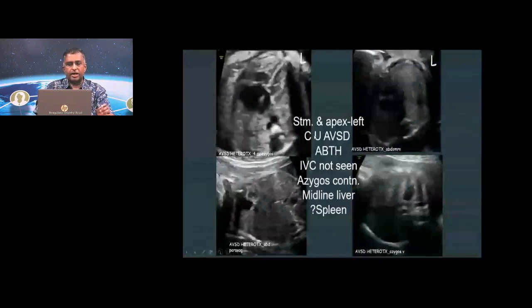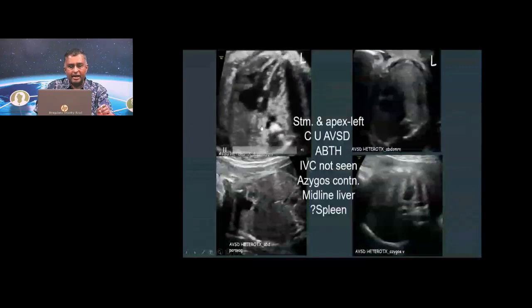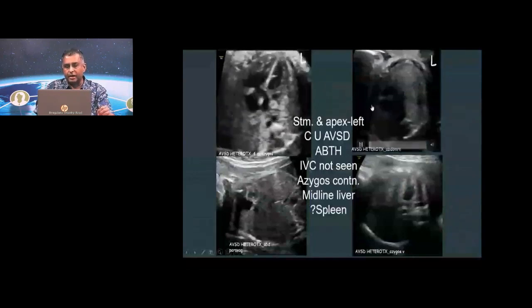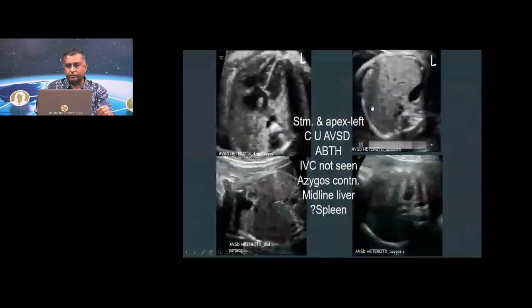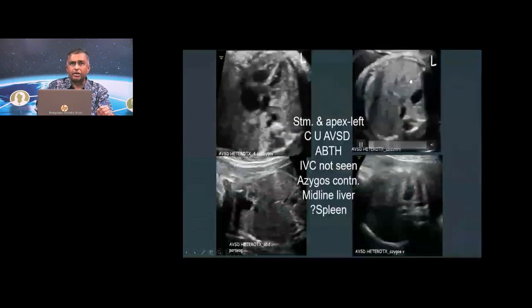Okay, now here is a heterotaxy which is happening. That's the left-sided apex of the heart. Again, an AV septal defect. Look at the loss of offset there, and here you find that the stomach is left-sided, no doubt, but the liver is huge.